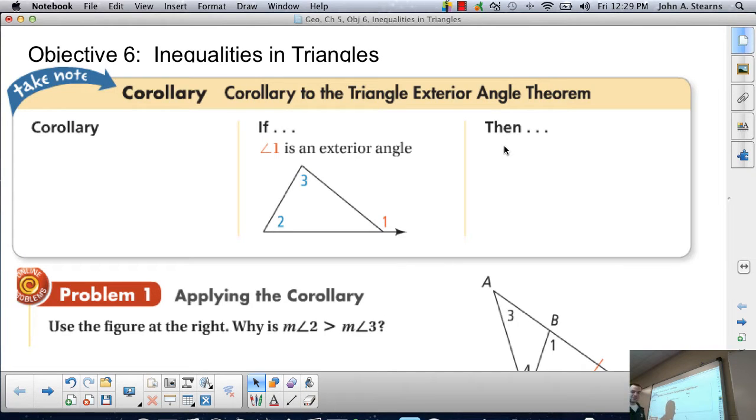All right, our sixth and final objective for Chapter 5 talks about inequalities in triangles. Everything we've talked about so far has been to do with sides and special segments in triangles. Today we're going to talk about how the angles are related to the sides in triangles.